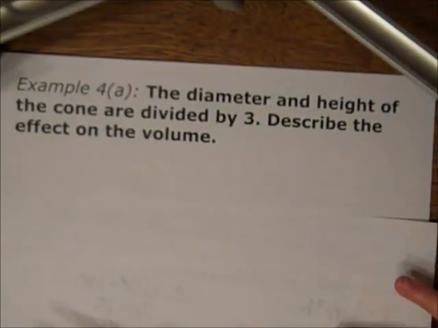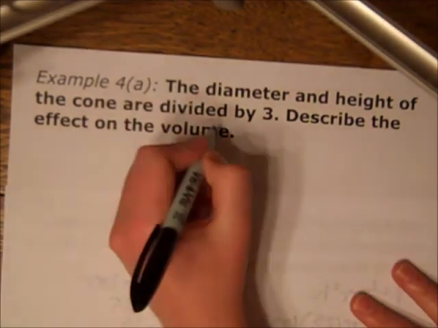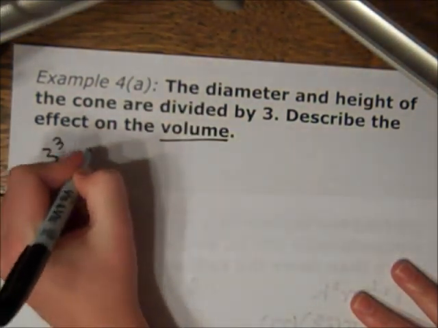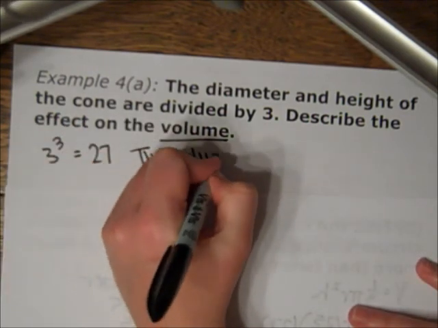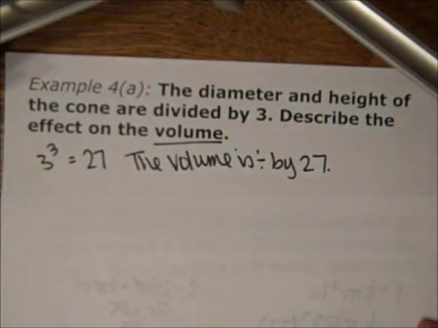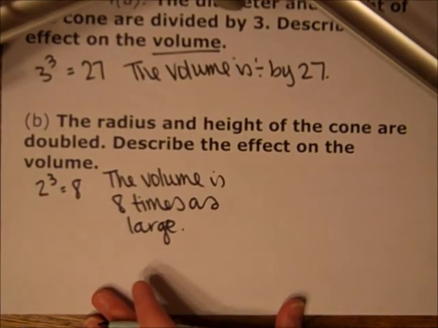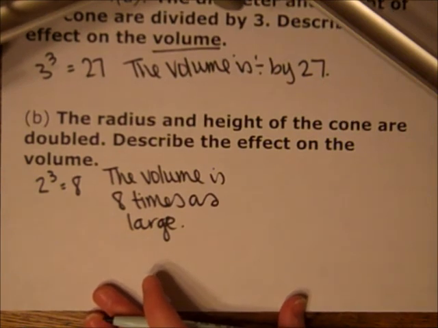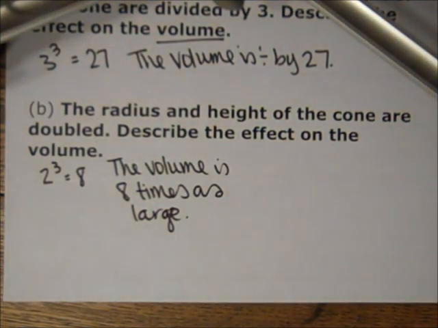Okay, last one. Changing the diameter and the height of a cone. So all the dimensions of a cone are divided by 3. What would be the effect on volume? So volume is cubed, so that would be 27. So we would say the volume is divided by 27. Okay, go ahead and try the last one. The radius and height, so all the dimensions of a cone are doubled. What would happen to the volume? 2 cubed is 8, so I would say the volume is 8 times as large, or the volume's been multiplied by 8. Either way. Okay, see you tomorrow.